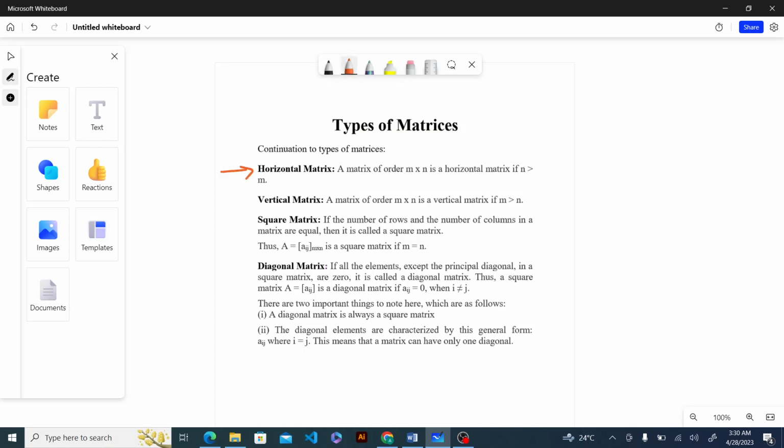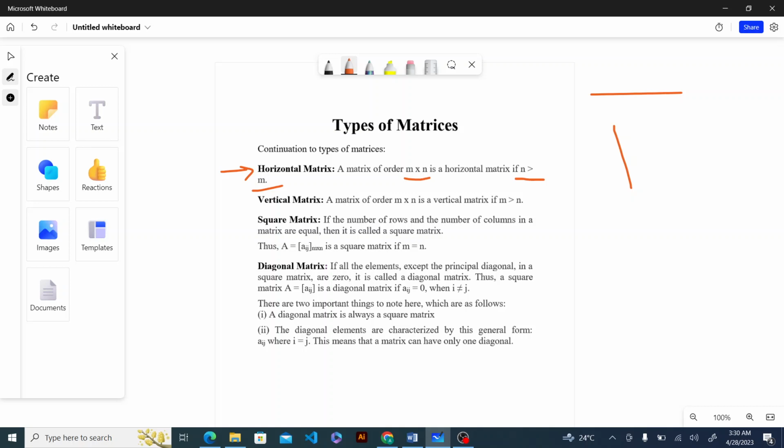the horizontal matrix. Very easy. Let me first give the definition. A matrix of order m into n is a horizontal matrix if n is greater than m. Let me show you the difference between horizontal and vertical. Okay, so let us map the definition to horizontal.